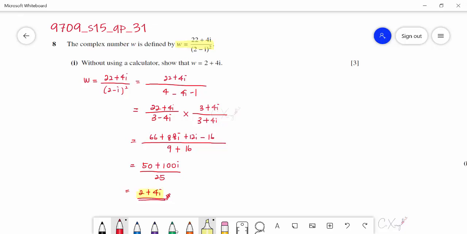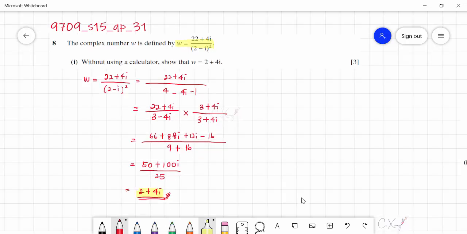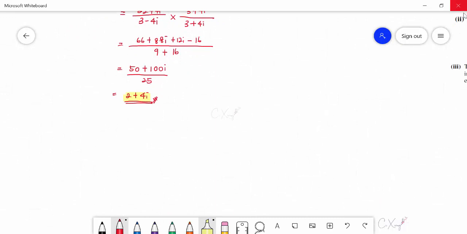All right, so this one is quite straightforward. You just expand the square, then you need to rationalize it, then eventually you can get the answer very easily.